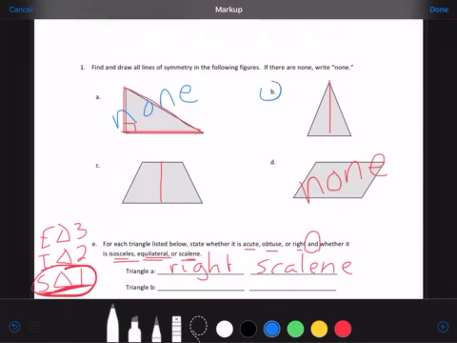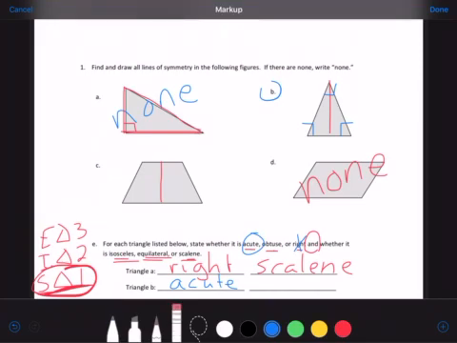Here we go. So as far as being acute, obtuse, or right, I could use my right angle checker, and none of these angles are going to fit with the box or the corner of a piece of paper. So it is not a right angle. Let's see if they're obtuse. None of them are larger than the right angle, so it's going to be acute because all three angles in the triangle are smaller than a right angle.